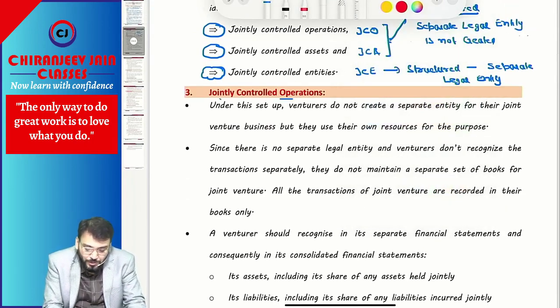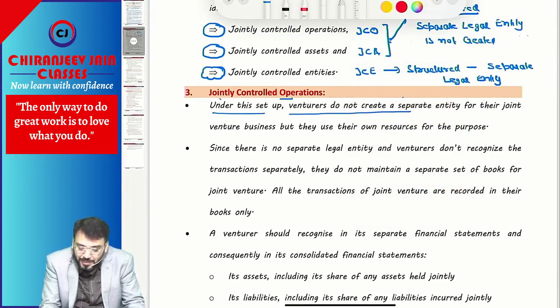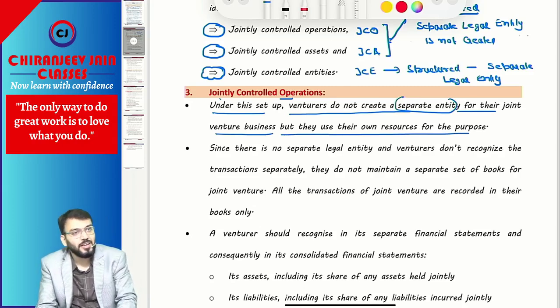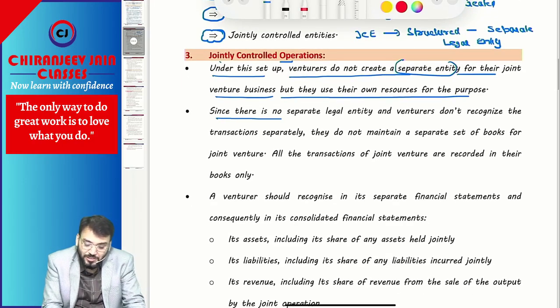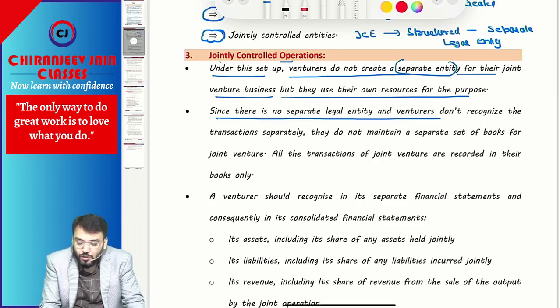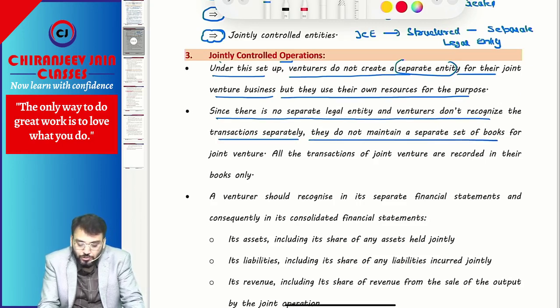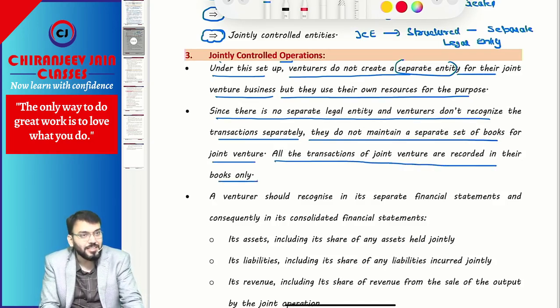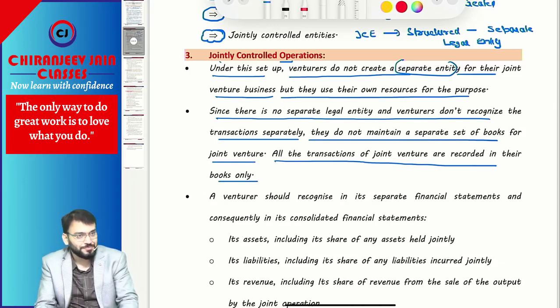Jointly controlled operation. Under this setup, venturers do not create a separate entity for their joint venture business, but they use their own resources for the purpose. Since there is no separate legal entity and venturers do not recognize the transaction separately, they do not maintain a separate set of books for the joint venture. All the transactions of the joint venture are recorded in their own books.